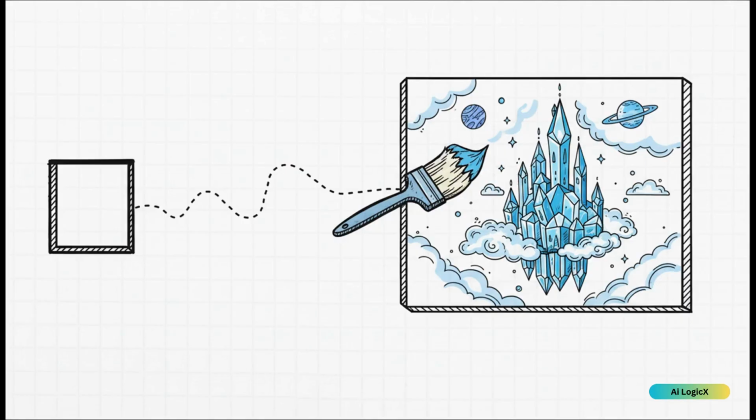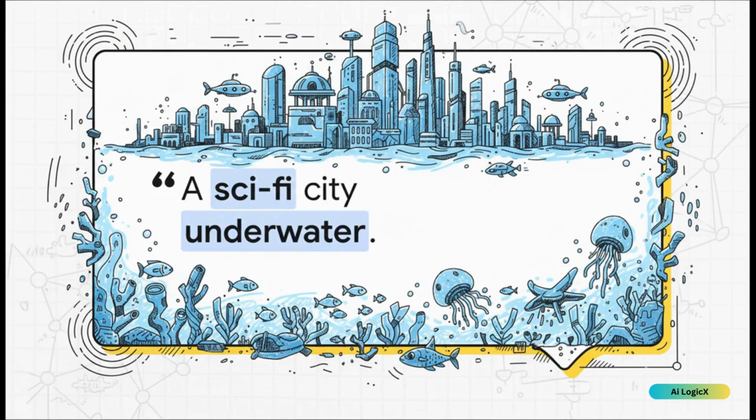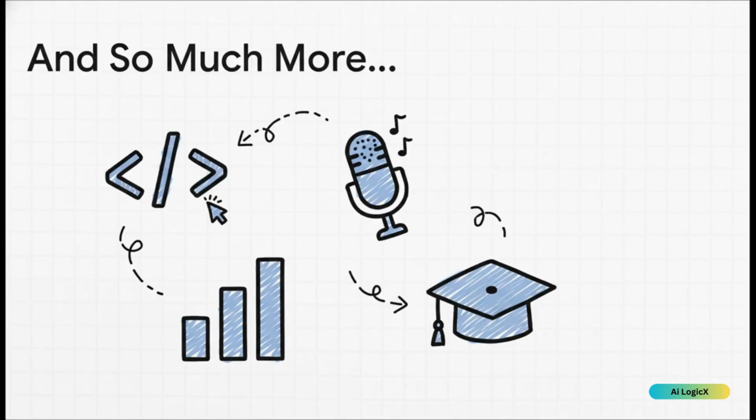It's incredible. So a prompt like a sci-fi city underwater isn't asking the AI to go find a picture that already exists somewhere on the internet. No way. It's a command to create something totally new by blending together the concepts of sci-fi, city, and underwater into one cohesive image. And the applications just keep expanding. It's helping programmers write code, it's composing background music for videos, it's crafting marketing copy for businesses, and it's even acting as a personalized tutor for students. It's really fast becoming a fundamental tool in pretty much every field you can think of.